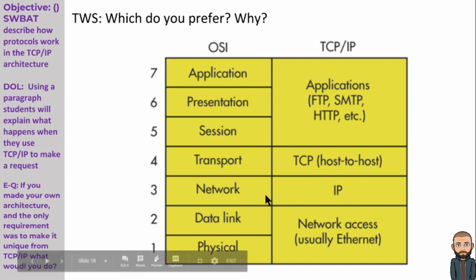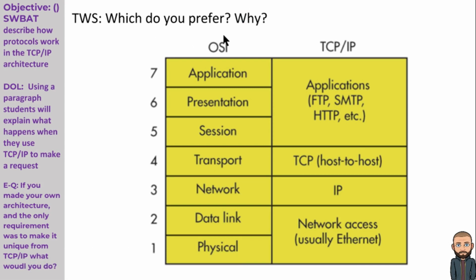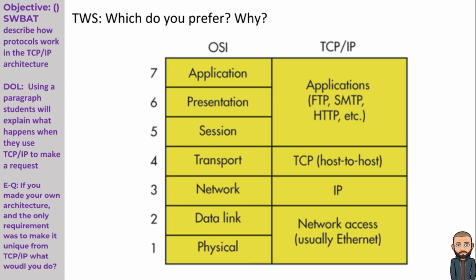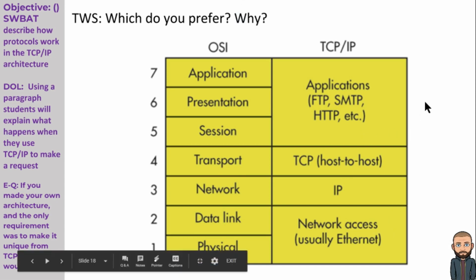Now that you're learning quite a bit about this one, if you don't answer this now, please answer it by the end of the lesson. But I'm wondering which one you prefer, the OSI model or the TCP/IP model. And it's nice to be able to look at them next to each other like that.